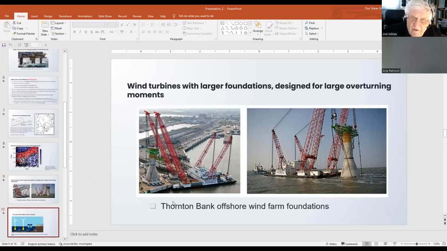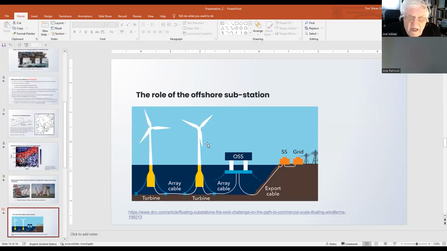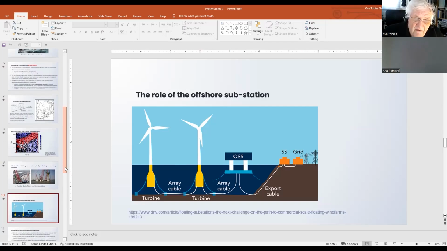When we go to floating wind turbines, between the wind turbines there are cables, okay? And in blue, there are anchor lines, and there is an offshore service station, which is basically transforming the alternating current to direct current, to send it to the shore, to another substation and into the grid. So the offshore substation complicates the wind farm very much.